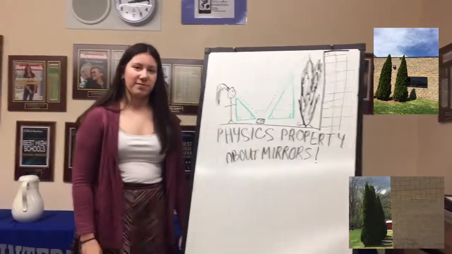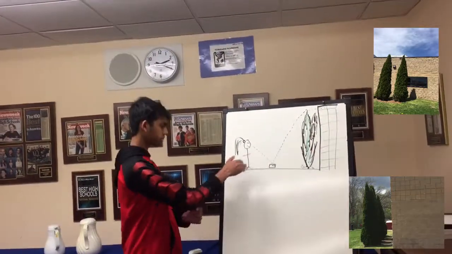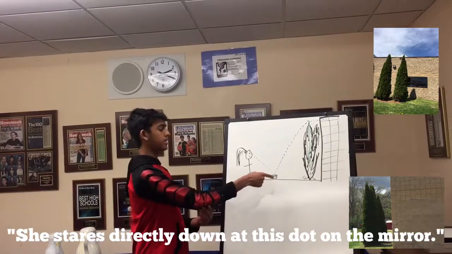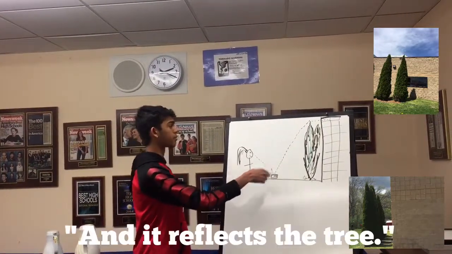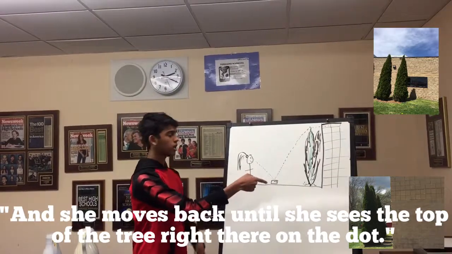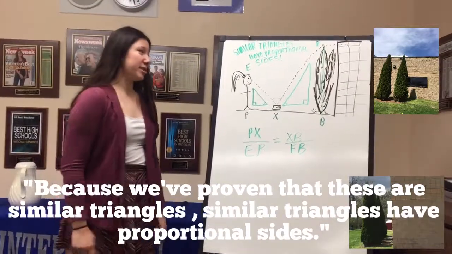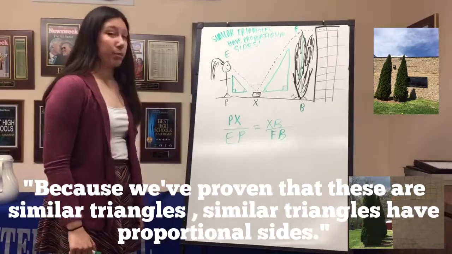making it a similar triangle. Okay, so Noelle is standing right here, and she stares directly down at this dot on the mirror. And then it reflects, and she moves back until she sees the top of the tree right on the dot. Because we've proven that these are similar triangles, they have proportional sides.